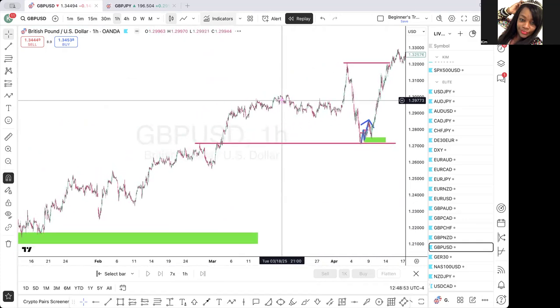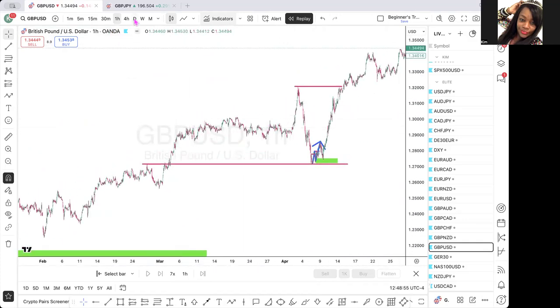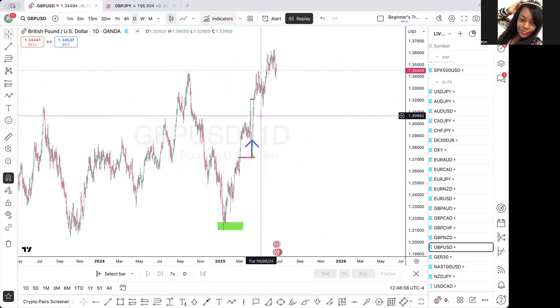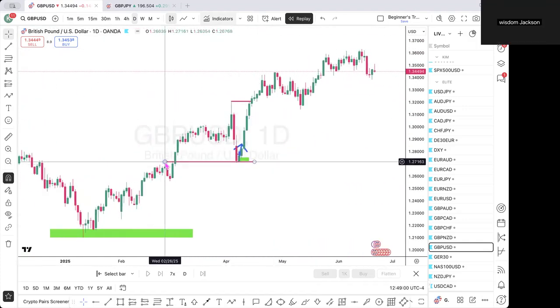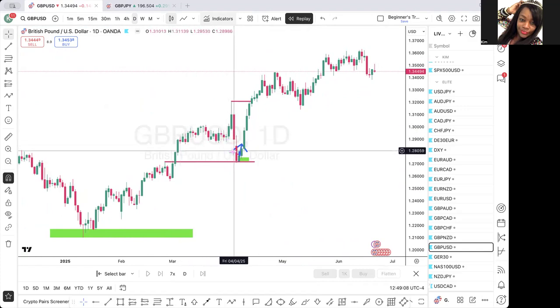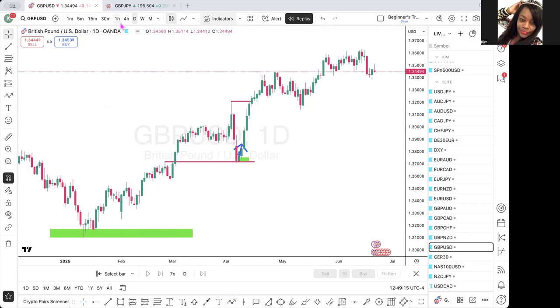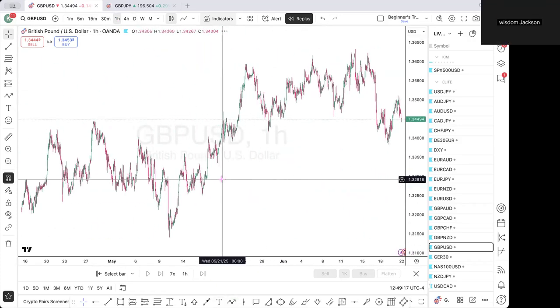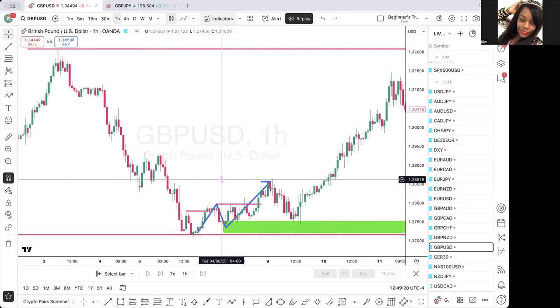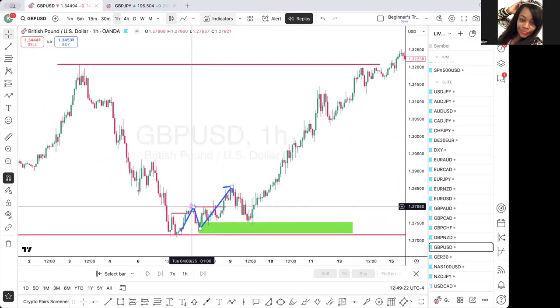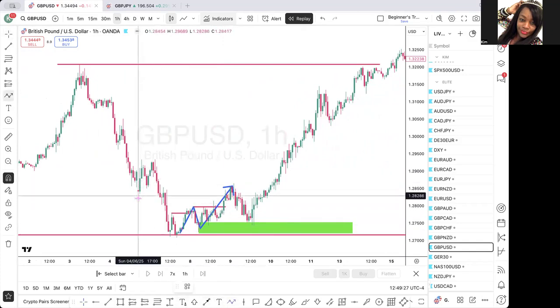Only because I knew that price on the daily broke structure, right? Price broke this structure here. So once price pulled back, and let me just go back to the 1 hour. Or was I on the 1 hour? Was I on the 15 minutes? Yeah. So if price pulled back, if I looked at the 1 hour, right?